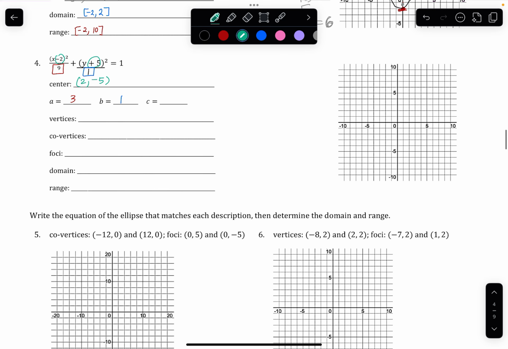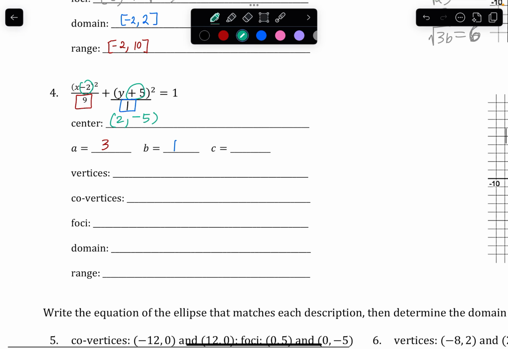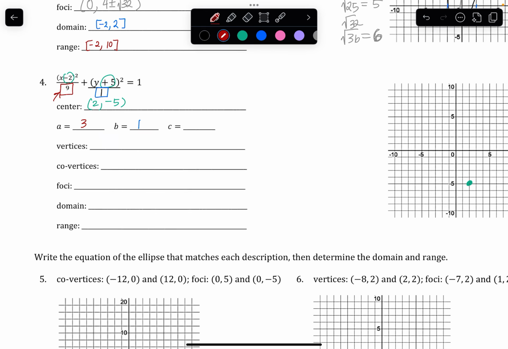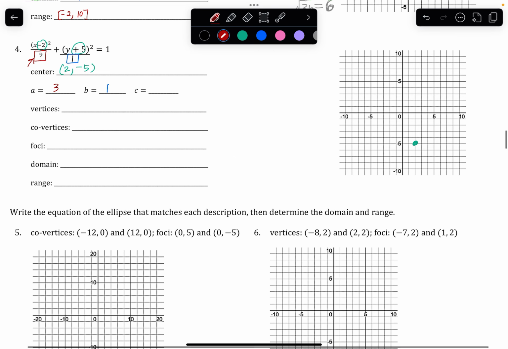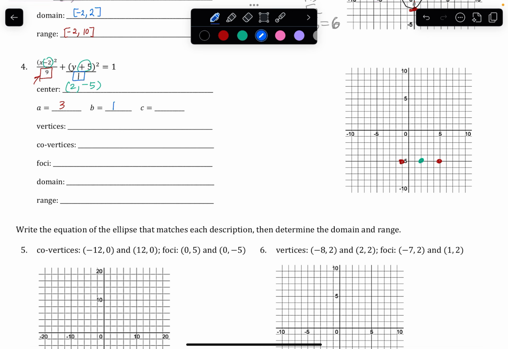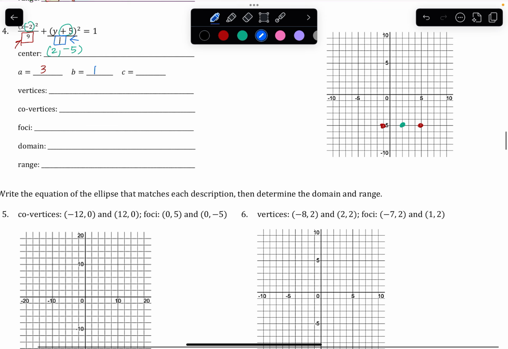And so we can go ahead and graph the center at 2, -5. And then my horizontal distance comes from the x term. And so we're going to go left and right 3 units, that a value. And then our co-vertices are going to come from the number that's under the y. So we're going to go up 1 and down 1. Okay, and so go ahead and make my ellipse.